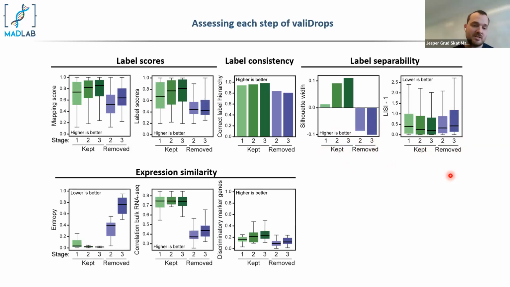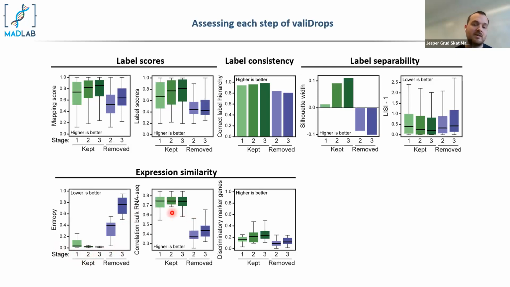Looking at gene expression, we used entropy as a measure. Here we are measuring the entropy within a cell type label. If there's a low entropy, then it means that the expression profiles of cells within the same label are highly similar. And we can see that indeed entropy decreases with filtering, suggesting that the barcodes assigned to the same labels are increasingly similar, and the barcodes that are removed are widely different from the rest of the cells in the same label.